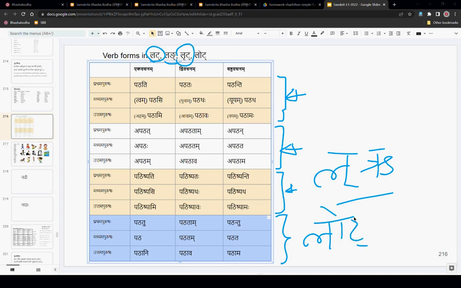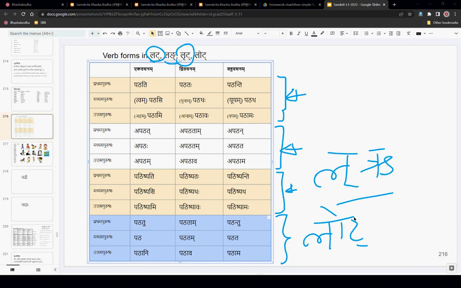Sir, I have a question. This Lot Lakara, is it the same as Vidiling Lakara? No, it is not the same. It could be used in a similar sense, but the Lakara forms are different. But the sense could be the same, right? I mean, the meaning, ordering or something like that. Yeah. Order, yes. Vidiling means also should, ought to, must. In that sense also Vidiling is used.